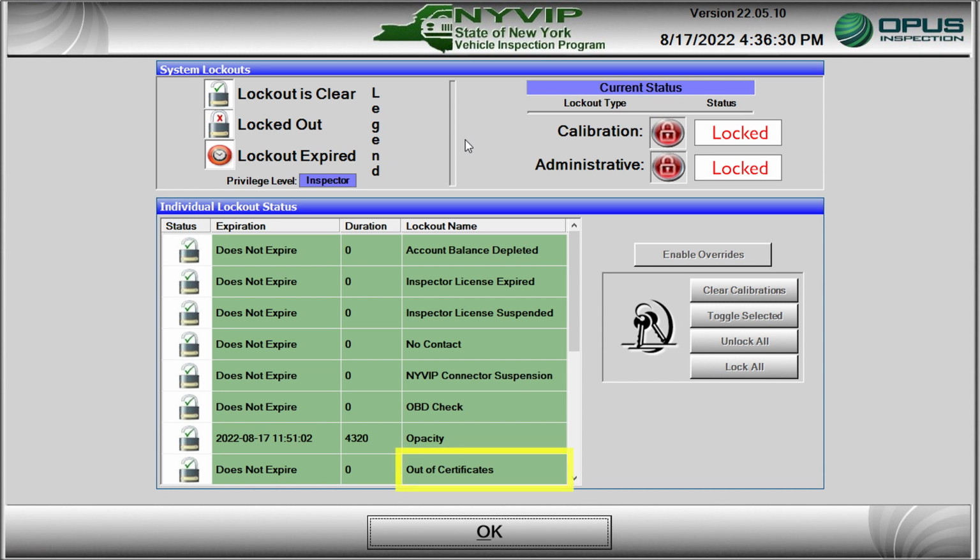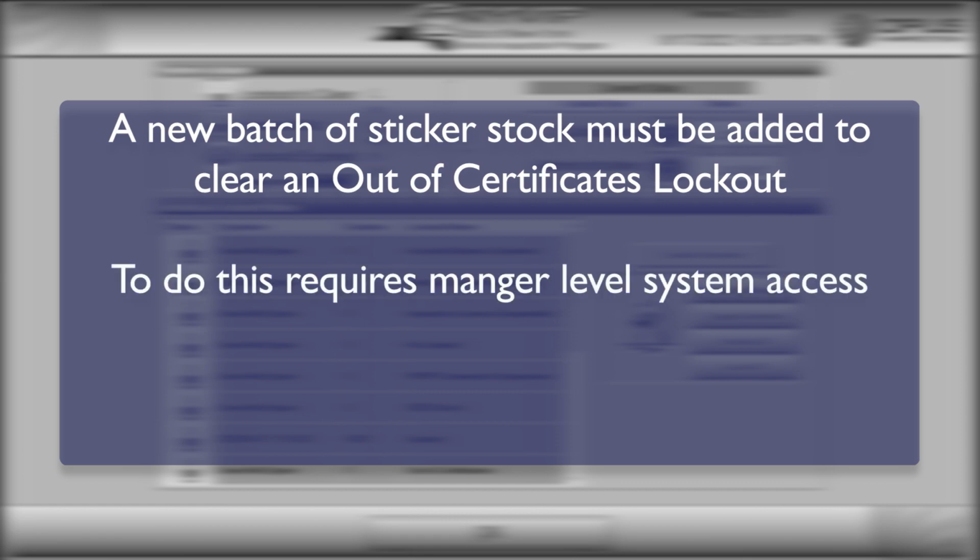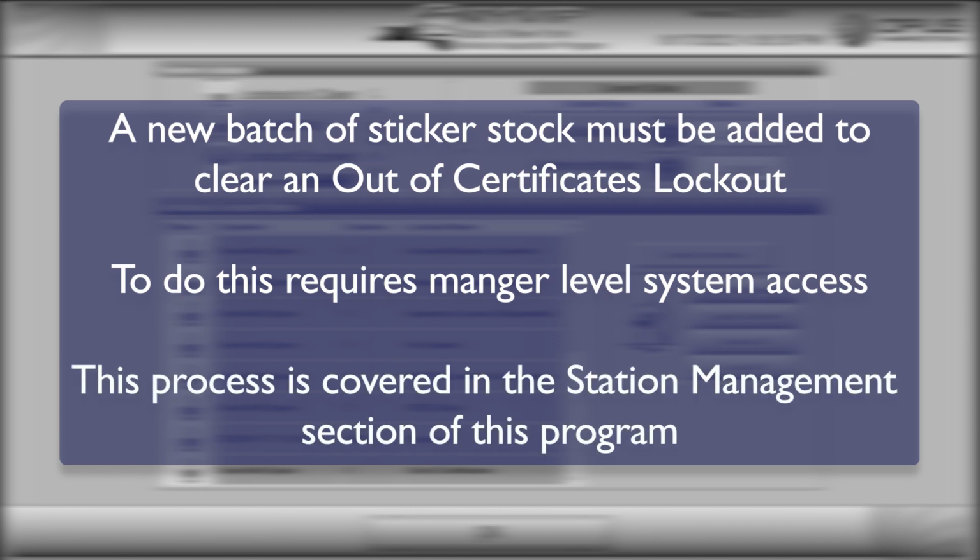The Out of Certificates lockout indicates there are no inspection stickers left in the CVIS. A new batch of sticker numbers needs to be added. To do this requires manager-level system access. This process is covered in the Station Management section of this program.